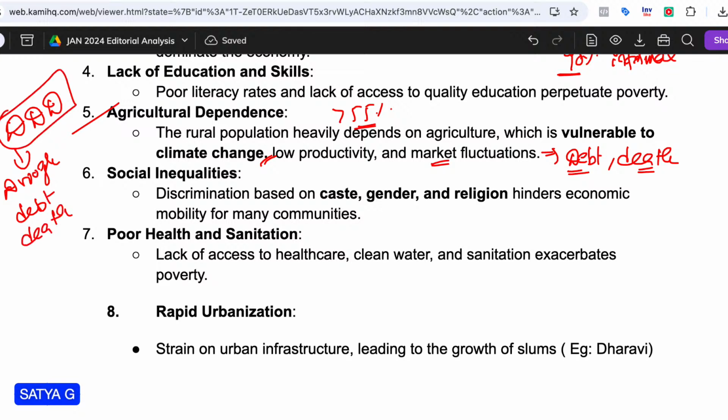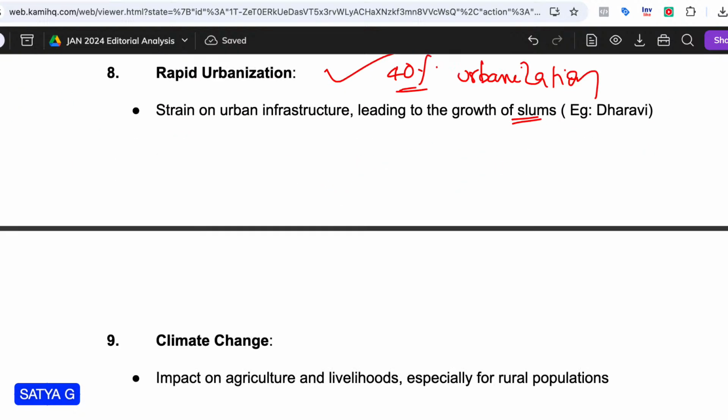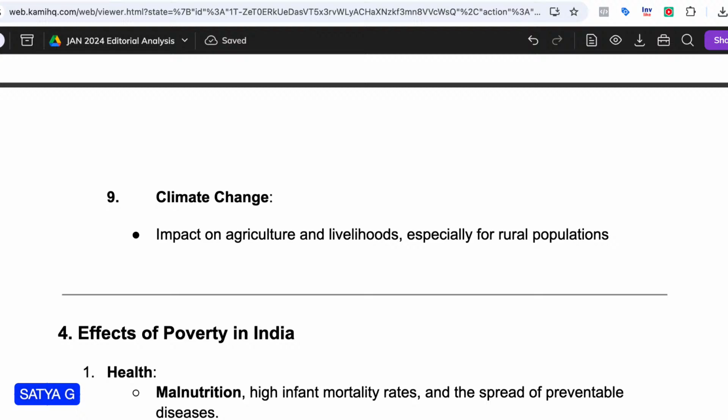You can mention the 3Ds. Then social inequality. We all know health and sanitation. Then rapid urbanization. Right now India is moving at the pace of 40% urbanization. And climate change, everybody knows. So these are the basic causes of poverty in India.